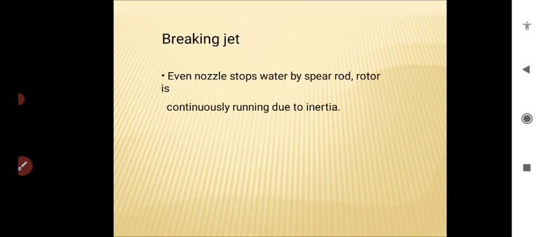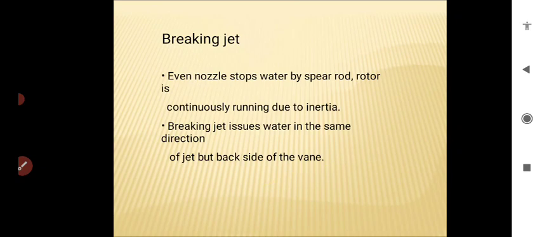Now the braking jet. Even after the nozzle stops water by the spear rod, the rotor continues running due to inertia force. The braking jet issues water in the same direction as the jet but on the backside of the vane. Hence the runner stops in a short time.